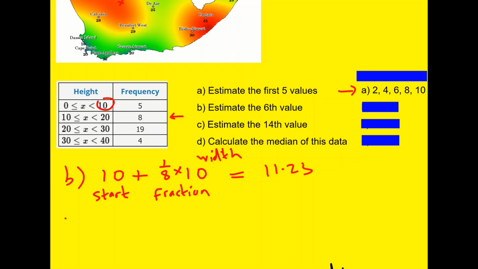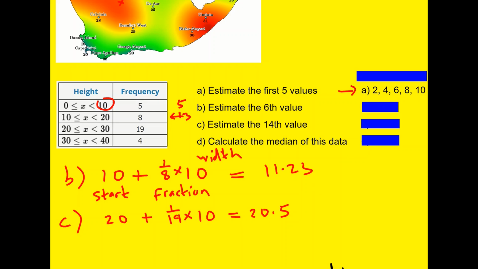Okay, now that I've said that, can you have a go at estimating the 14th value? Well, the 14th value, okay, if we look at the cumulative frequency, we've got 5, 13. It's going to be the first value that's in this next group. So it's going to be 20, and this time the width is, well, it's still 10, but I'm going to be going 1/19 of the way through. So I can figure that out. 10 divided by 19 plus 20, I can estimate it as 20.5, and whatever it is, meters and so on.